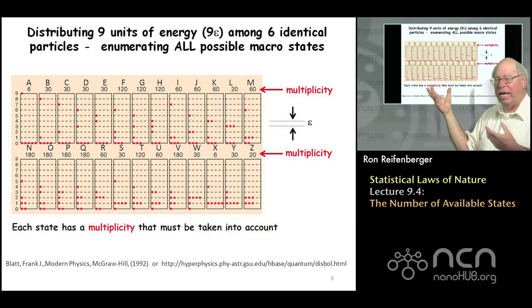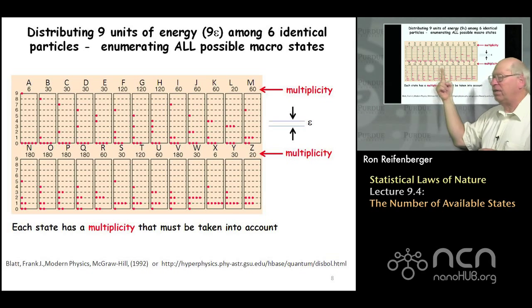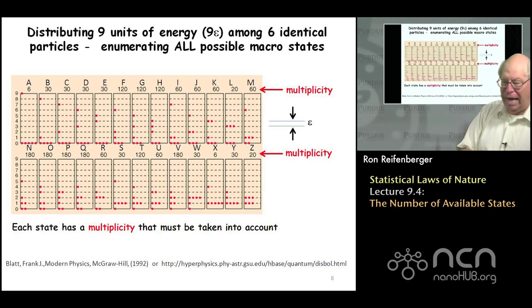This chart, this table gives you a visual indication of how the particles are distributed in the different energy levels to achieve this total energy of 9 epsilon. And it also lists the multiplicity of each state. That's listed on the top value.